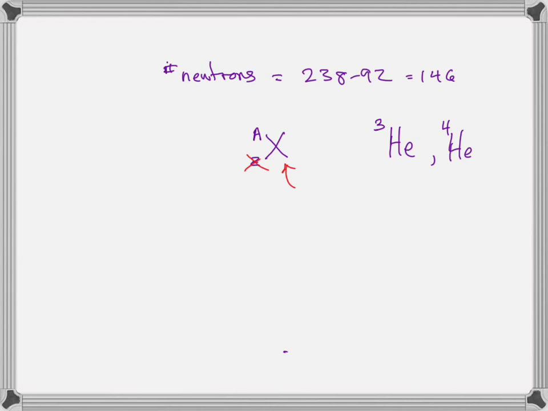So helium-3 and helium-4 are the naturally occurring isotopes of helium. There is also a helium-2, it's just not naturally occurring. You can make a helium-2. In other words, you can knock both neutrons out of the nucleus. But that's not naturally occurring.